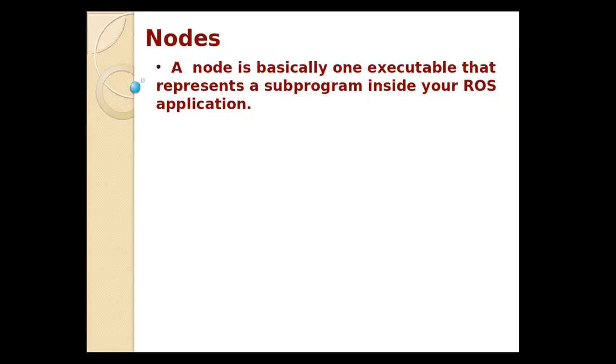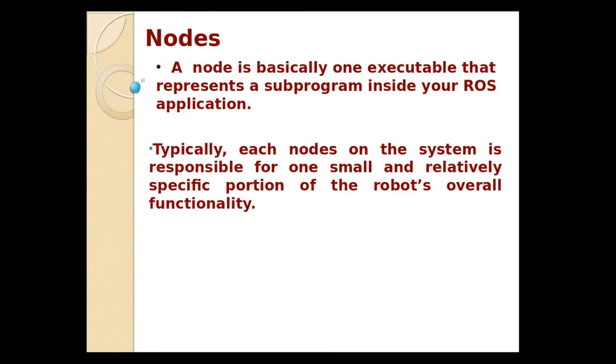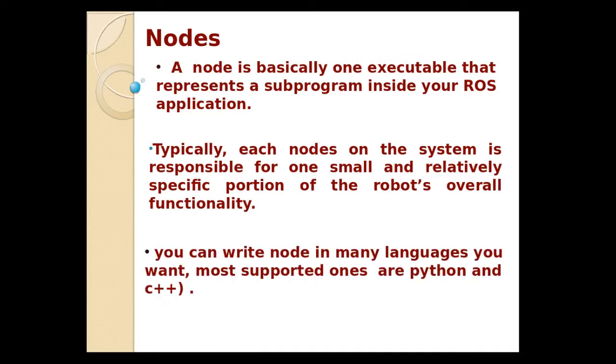with one another by breaking each of them down into small unit processes called nodes. A node is basically one executable that represents a program inside your ROS application. Typically, each node on the system is responsible for one small and relatively specific function of the robot's overall functionality. You can write nodes in many languages you want. Most supported ones are Python and C++.